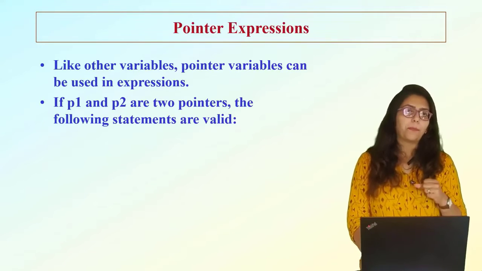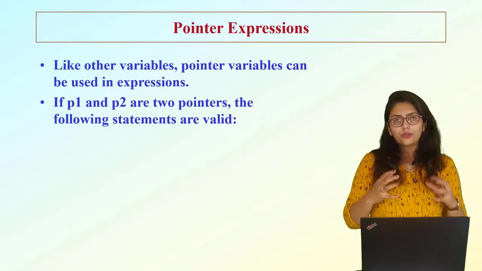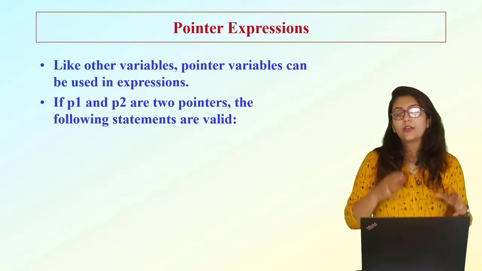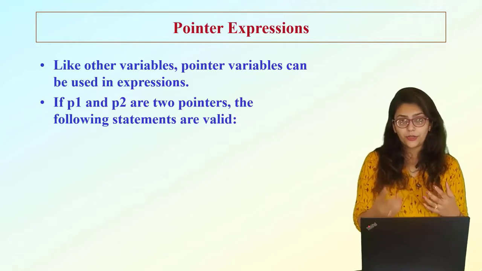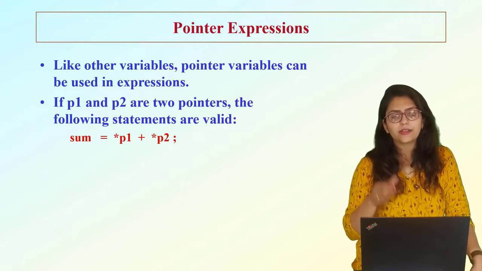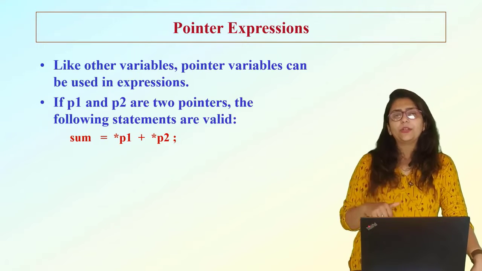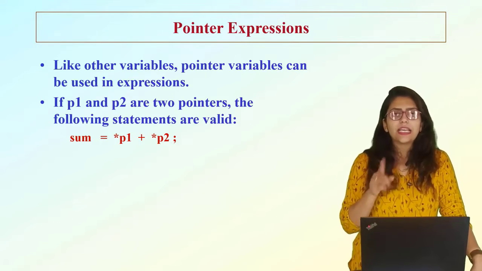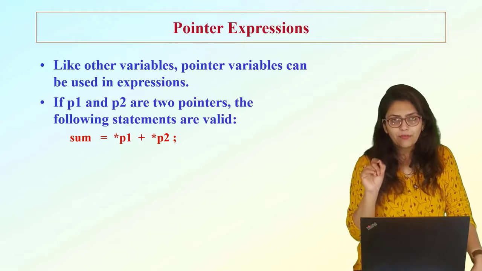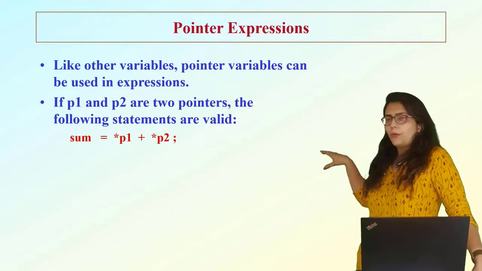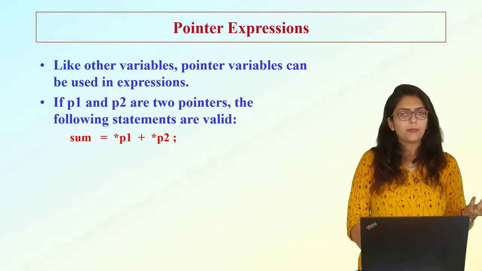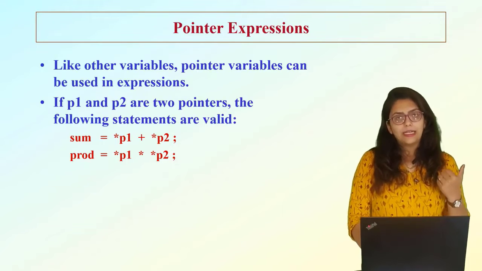Now I would like to talk about pointer expressions. You can write simple variables as c equal to a plus b. In a similar way, you can also use pointers in expressions. How can you use pointers? So if p1 is a pointer and p2 is a pointer, say p1 is pointing to variable a and p2 is pointing to variable b, then instead of c equal to a plus b or sum equal to a plus b, you can also write asterisk p1 plus asterisk p2. That means the value pointed to by p1 plus the value pointed to by p2, which is a similar expression to sum equal to a plus b. You can also do multiplication with them.